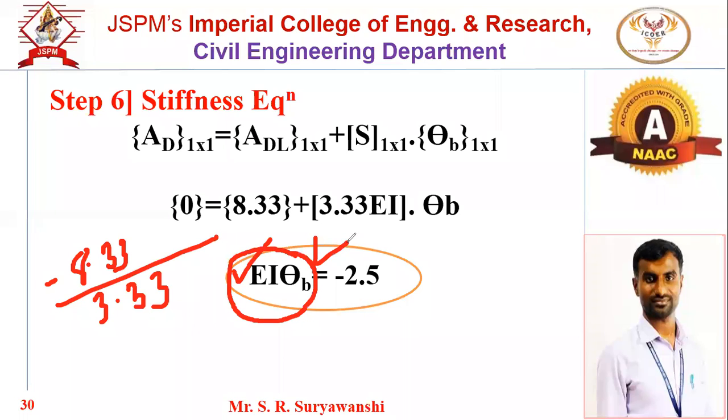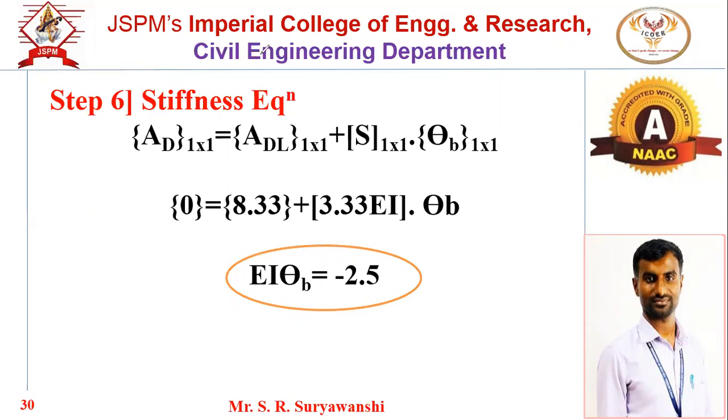Now tell me, what is the direction of this rotation? Clockwise. Very good. Why clockwise? Because here we have considered anti-clockwise as positive, but the answer is minus, meaning it is clockwise rotation. Now we have found the unknown displacement theta B.